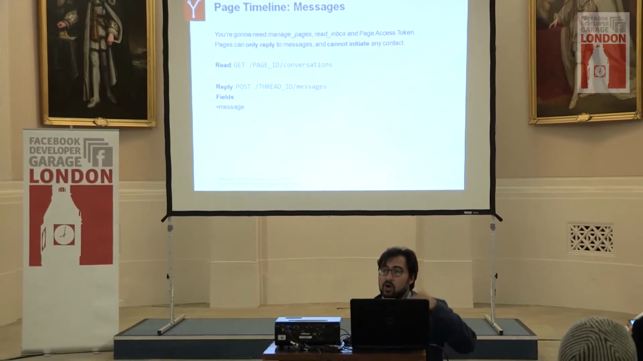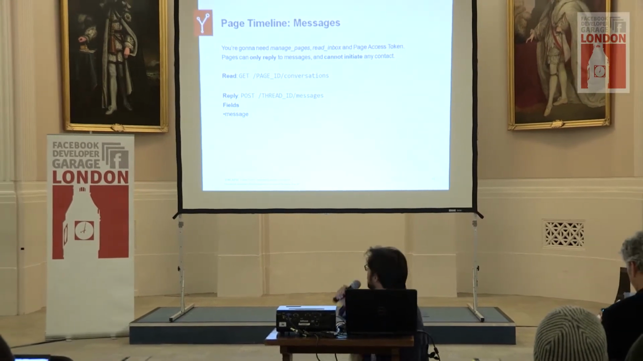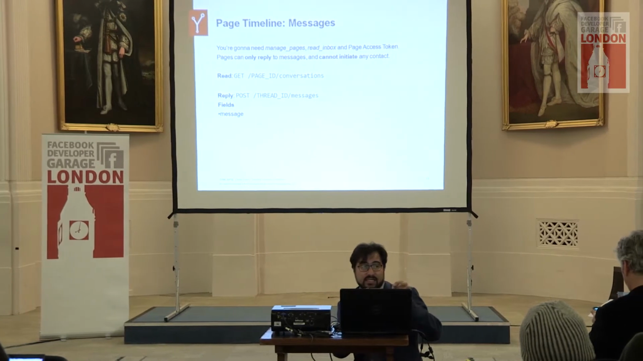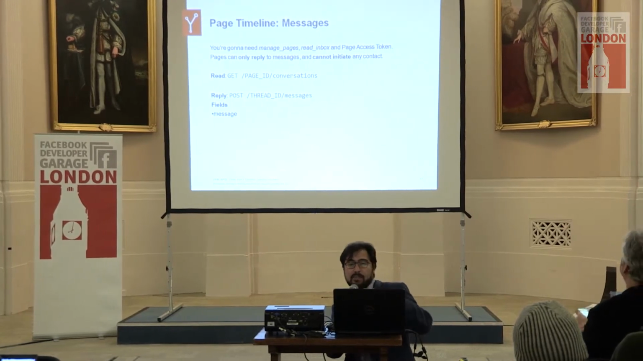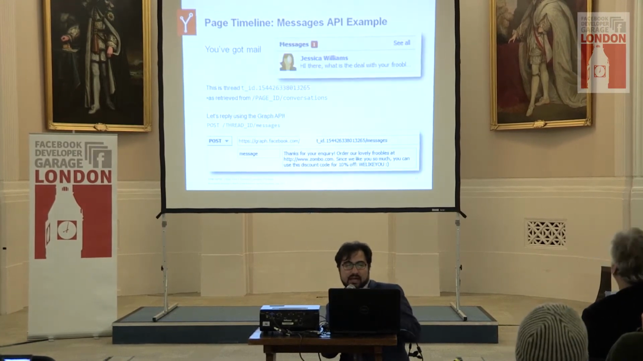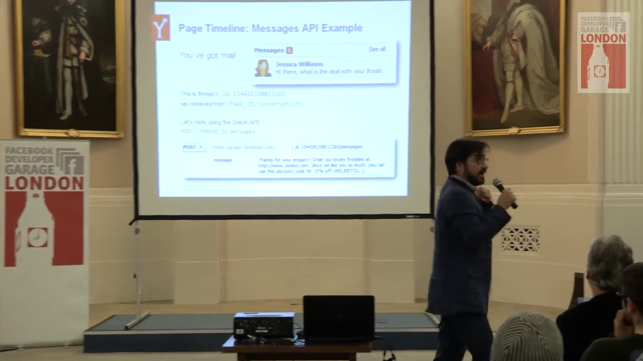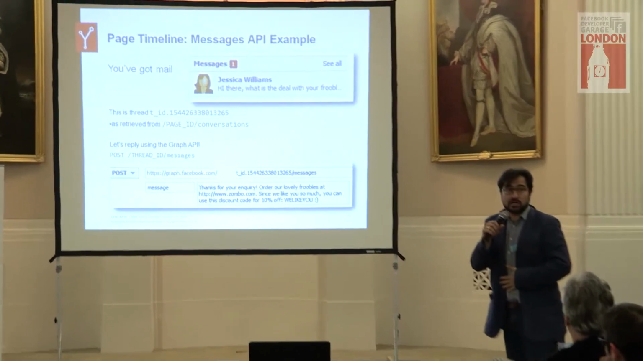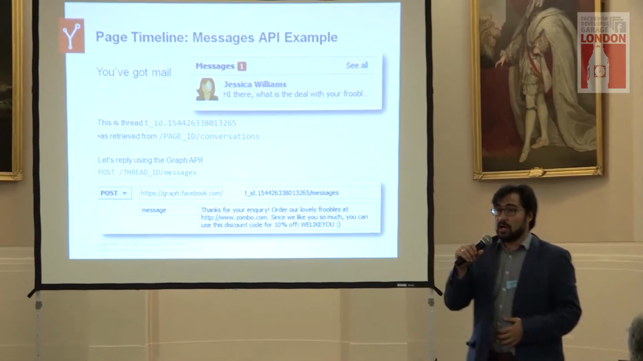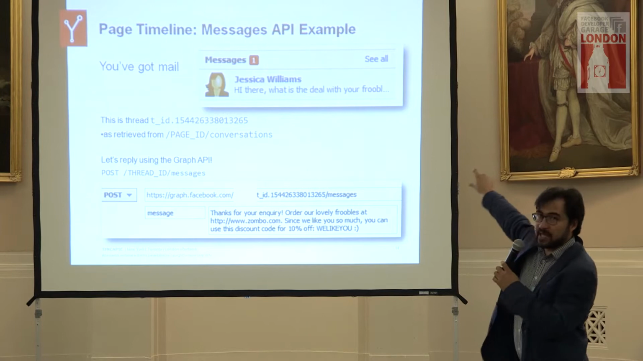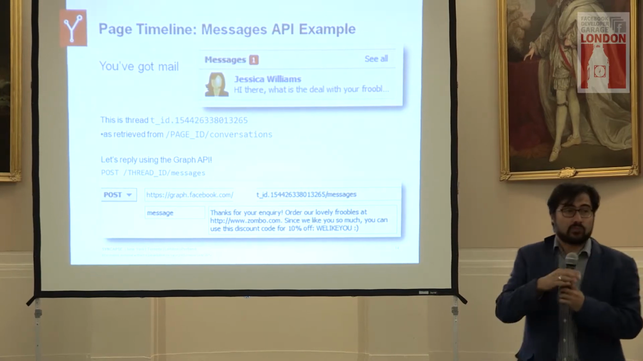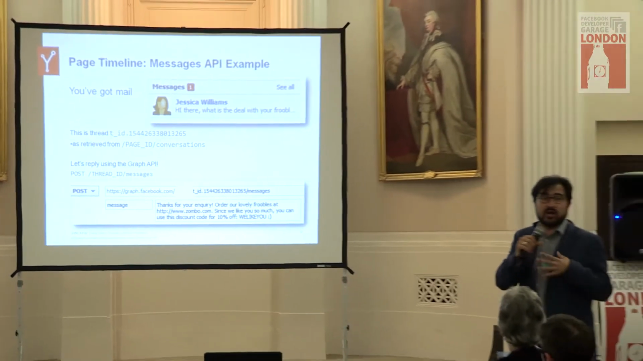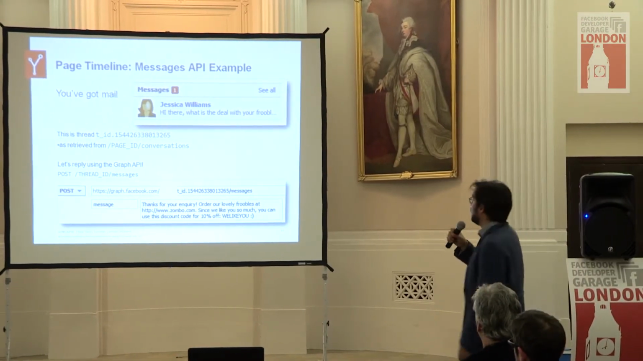So you can read the list of all the conversations using the conversations connections. And then if you want to reply, you just post to the thread ID, which you get from the conversations, and you add a message. So here's an example. My fan, or someone who likes my page, Jessica Williams, has asked what's the deal with one of my products, right? So the view here at the top, that's from my admin panel on the timeline itself. But I can read this using the API. So I can have a special app that does this for me.